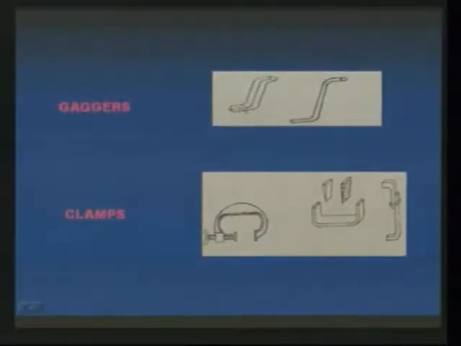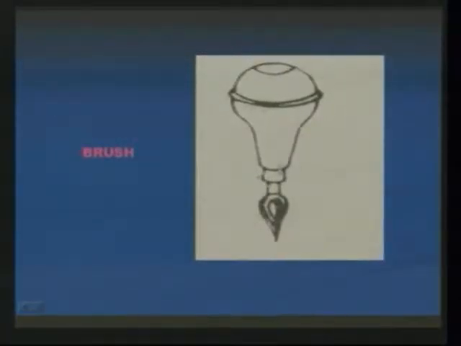The gaggers are shaped as shown in the figure. And this one is also the clamps, one of the instruments used for production of the molds. The brush is used for cleaning the mold cavity after preparing the complete mold. When the pattern is removed, some molding sand will be left behind. In that case, we want to clean it, so we will use the brush.